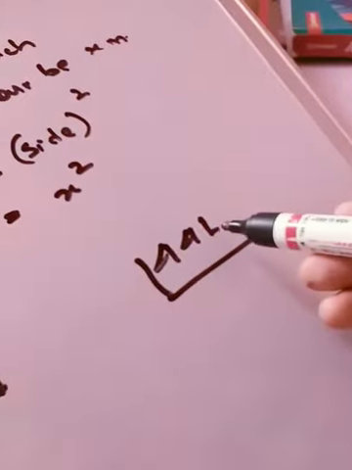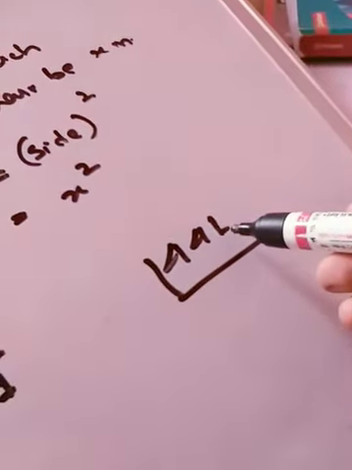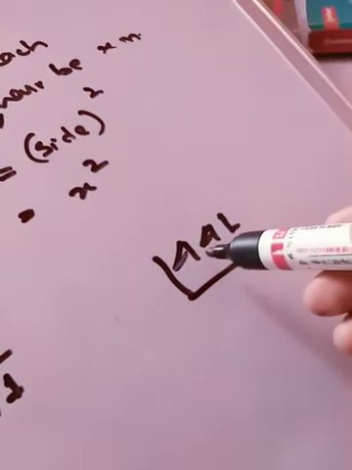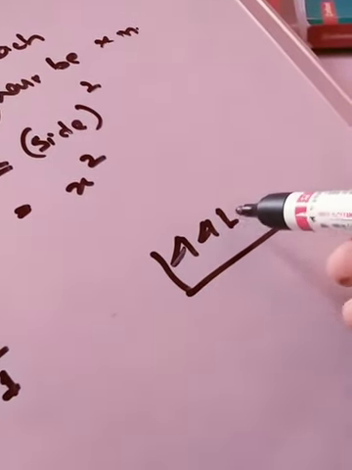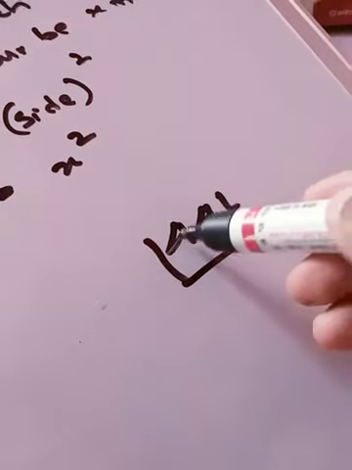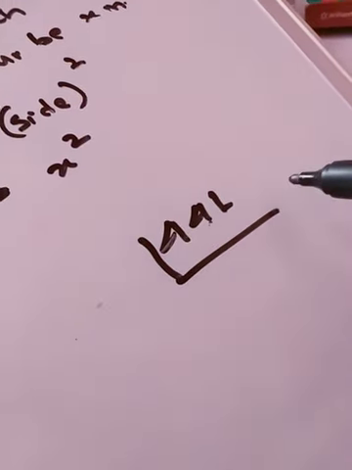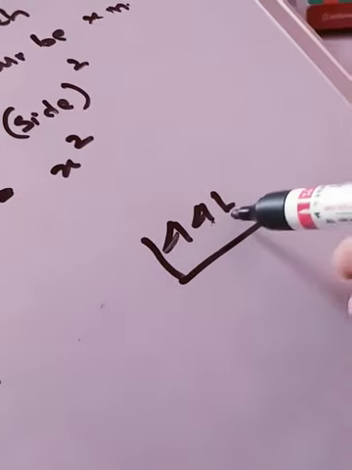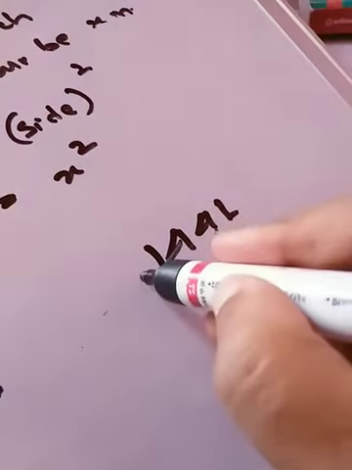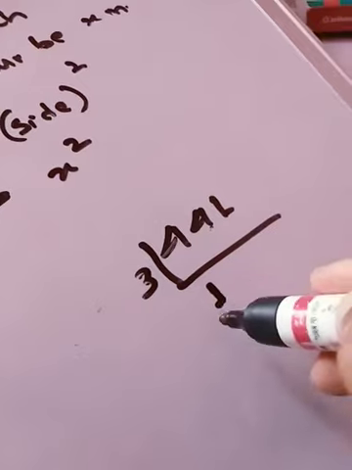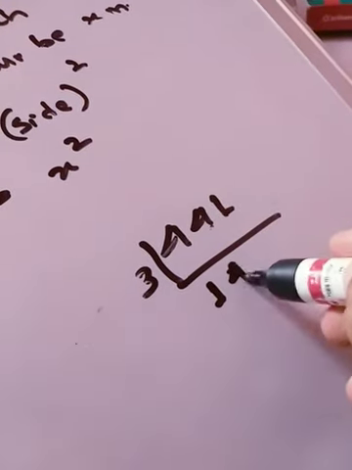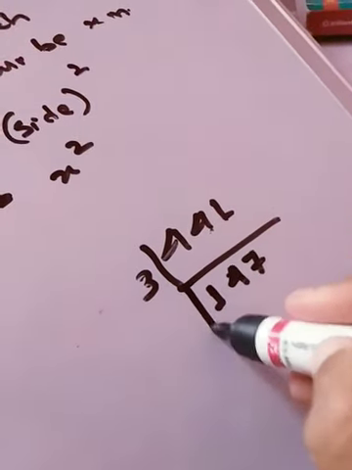Now this number is not divisible by 2 as its unit digit is not an even number. So let us see whether this number is divisible by 3 or not. For that we have to add all the digits. 4 plus 4, 8, 8 plus 1, 9. 9 is divisible by 3, so this number will also be divisible by 3. So let's divide it. 3 1s are 3, 3 4s are 12, 3 7s are 21.